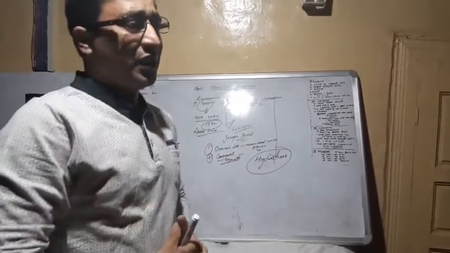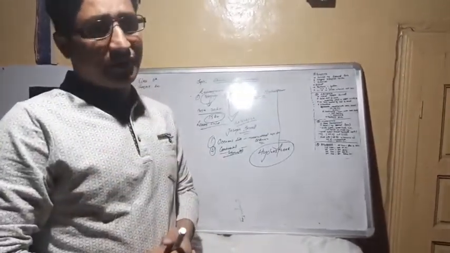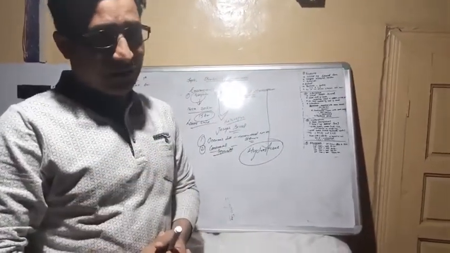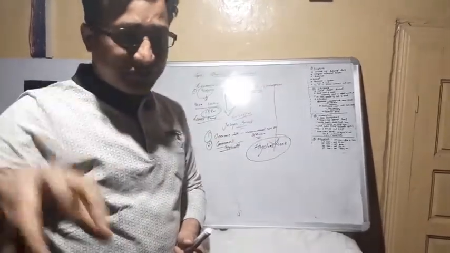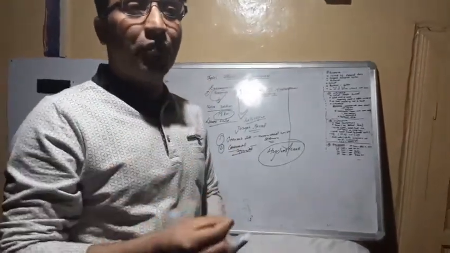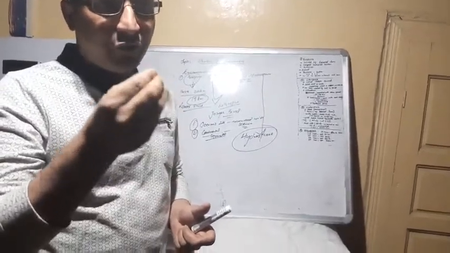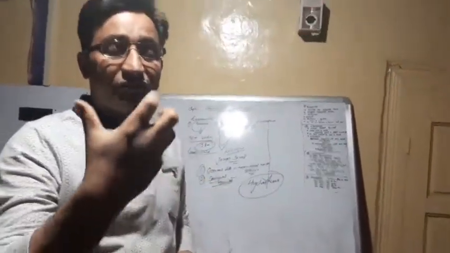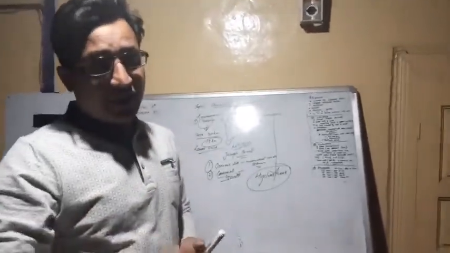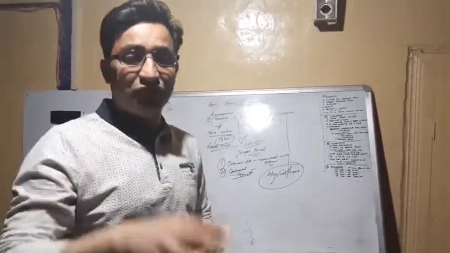So far as this hydrosphere is concerned, about 71% of the earth is covered by water. Of the whole water available on the earth, about 97.5% is in the form of oceans, in the form of saline or brackish water, and only 2.5% is available in the form of fresh water.